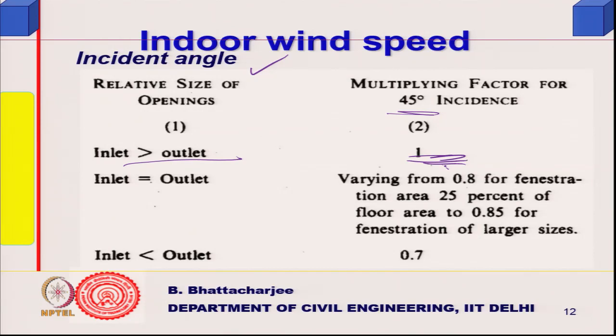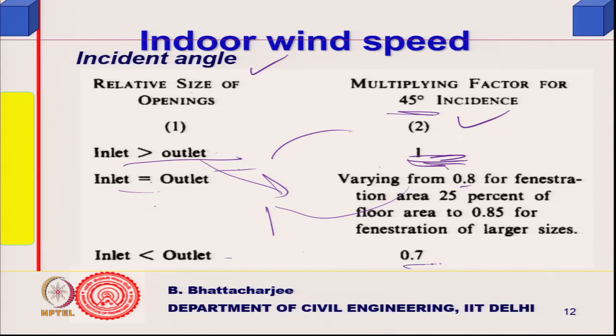For normal incidence we talked about. For a 45-degree angle, if the inlet is greater than the outlet, it will drag inside and then distribute. So for a 45-degree angle, inlet equal to outlet, the factor is 0.8 to 0.25 depending upon the percentage of floor area. Normal we talked about, now we are talking about the 45-degree incident angle.